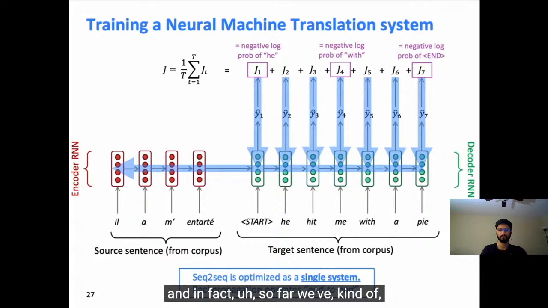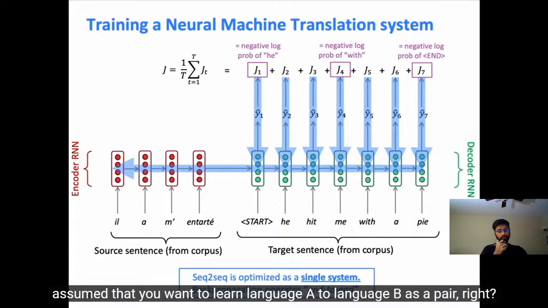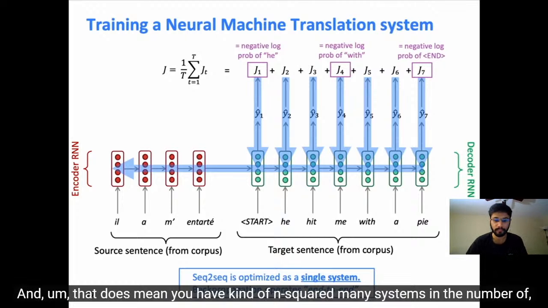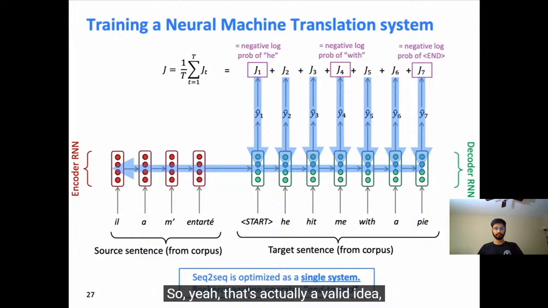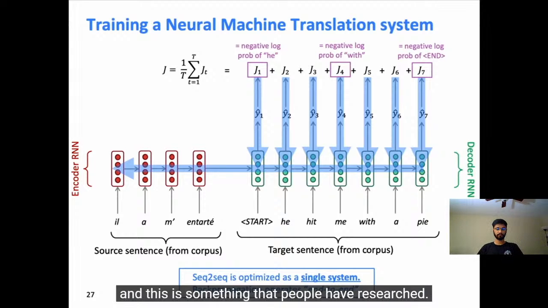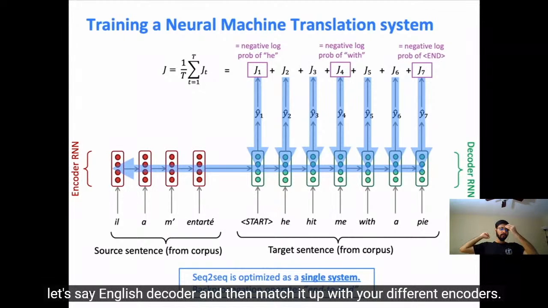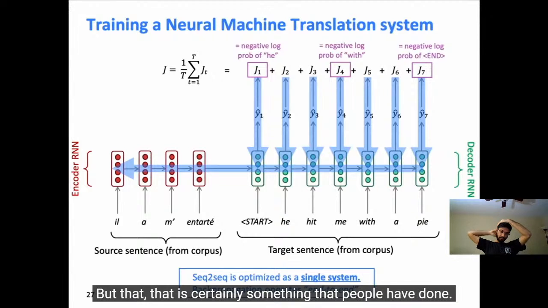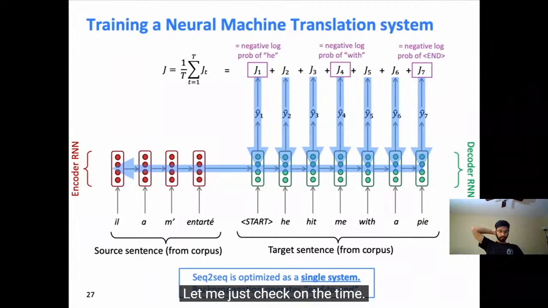And in fact, so far we've assumed that you want to learn language A to language B as a pair, right? And that's different to language A to language C, or even language B to language A. And that does mean you have n squared many systems in the number of languages you're considering. So yeah, that's actually a valid idea, and this is something that people have researched. The idea that maybe you could have a mix and match with your encoders and decoders, and you could try to train a general purpose, let's say English decoder, and then match it up with your different encoders. But this is, I think, fairly complex to train to make sure that they all work together. But that is certainly something that people have done. Let me just check on the time. Okay, let's take one more question.